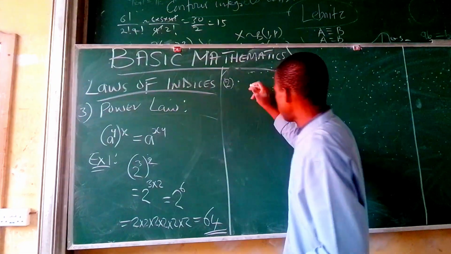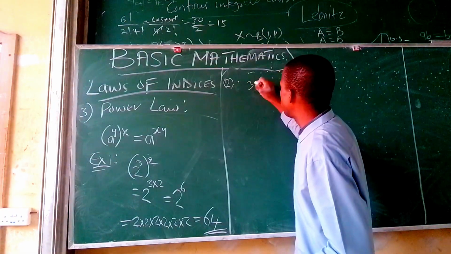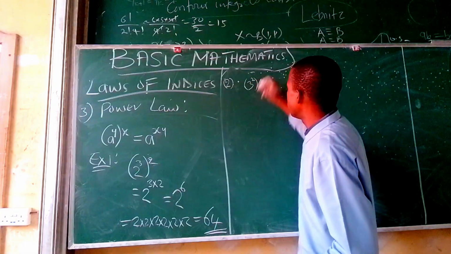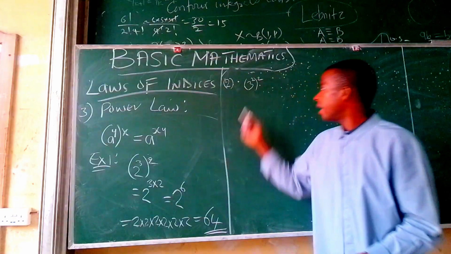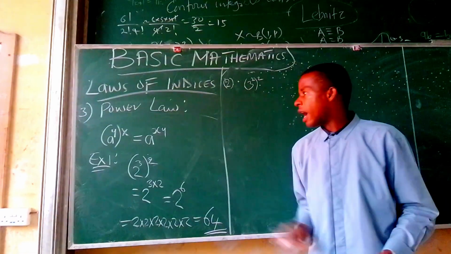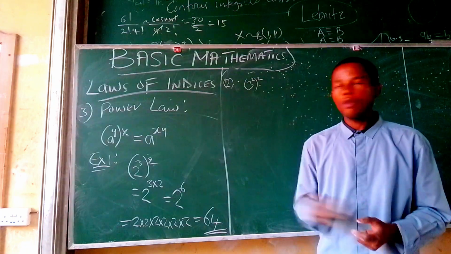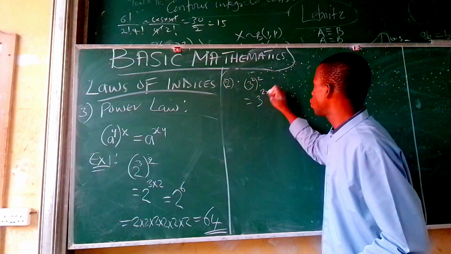Example 2. We have 3 raised to the power of 2, all raised to the power of 2. Now by the power law, the powers multiply themselves, right? Then we take only one base, the one that we have here. So this is going to be 3 raised to the power of 2 times 2.